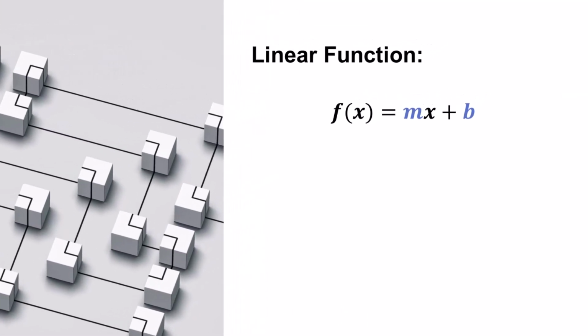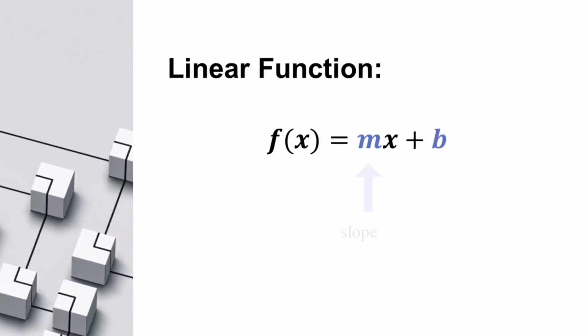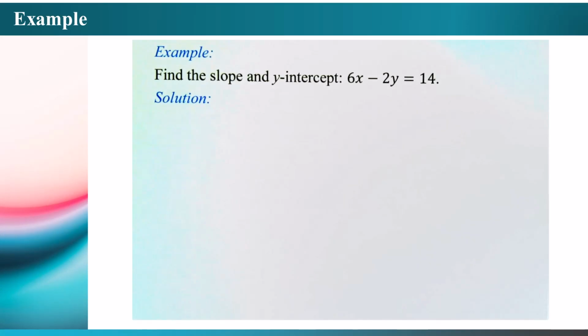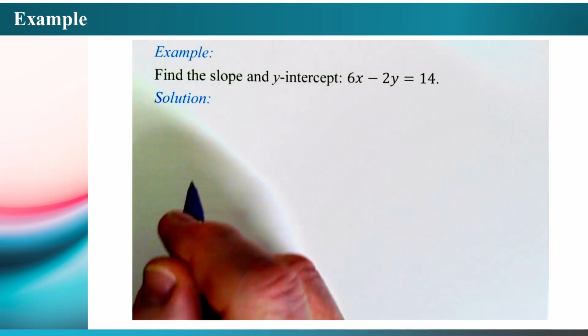A linear function is one that can be written in the form f of x equals mx plus b. Here, m is the slope and b is the y-intercept. Consider an example. In this example, we want to find the slope and y-intercept of 6x minus 2y equals 14. And we've seen that if we can write this in the form y equals mx plus b, then we can read straight from there the slope and the intercept. So let's see if we can rewrite this function in the form y equals mx plus b.